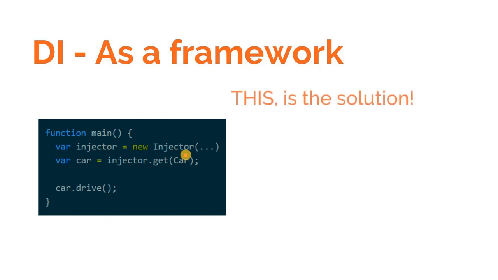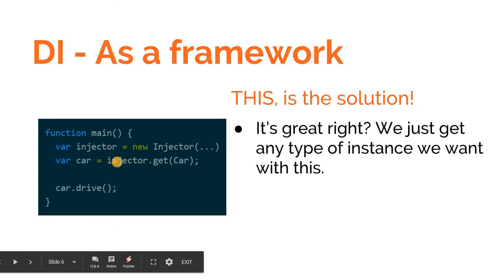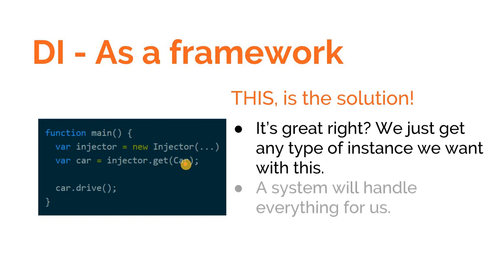So this particular piece of code that you see right here is the solution, and it's great because in this you'll just have to new up the instance of an injector and ask the injector for a particular type of dependency that you want as an instance. The system will handle everything for us and we don't really have to do anything on our end. That's why this is so good, and that's what Angular supports. That's what Angular is all about. It's all about dependency injection, and it has an injector that handles everything for us.